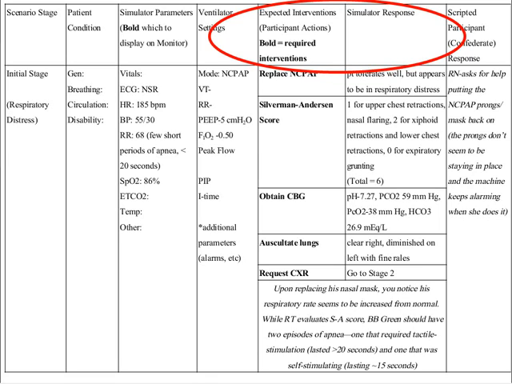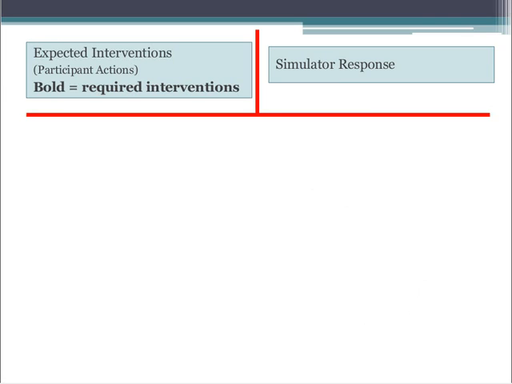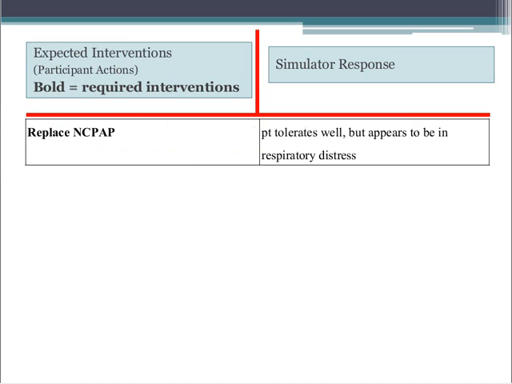And I'm going to go into this a little bit deeper so that we can talk about baby boy Green and specifically what happens to him in this case. So I've pulled out the expected interventions and simulator response that we'll get to go through here. And so the very first thing that we hope that they do when they come in is that they replace the nasal CPAP. And the patient isn't going to have any sort of negative outcome from that. They seem to tolerate it well when the learner puts the nasal CPAP prongs back in.